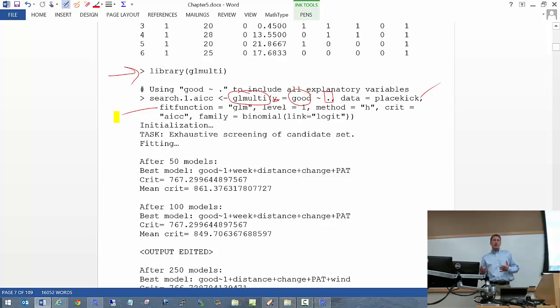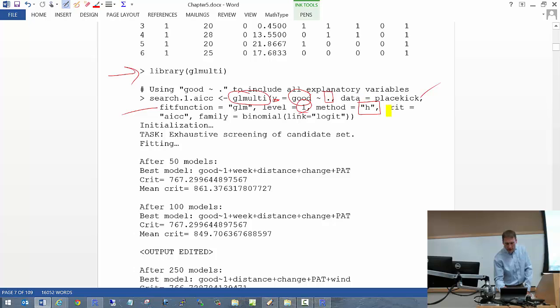Well, to estimate a logistic regression model like what we've done in the past with the Placekicking data set, we use glm. Note that this function, glmulti, can actually be used with other model fitting functions too, not just glm. Level equal 1 corresponds to I just want the main effects. Method equals "h" means exhaustive. The h of exhaustive means all possible, so all 256 models.